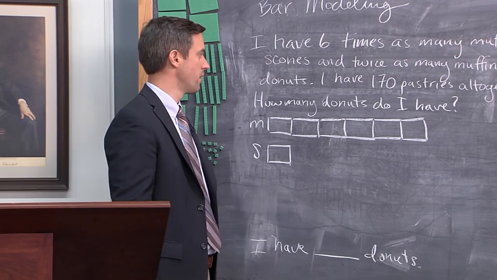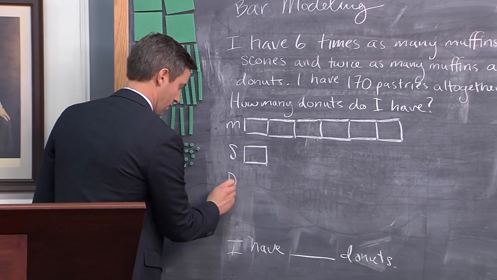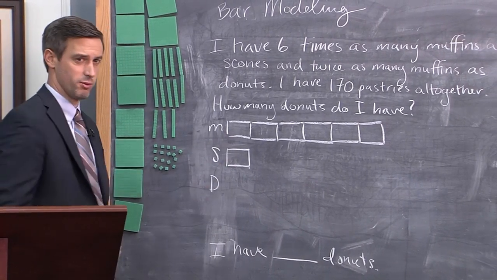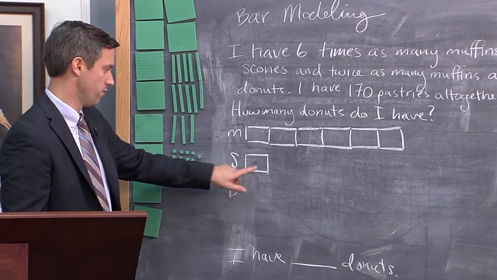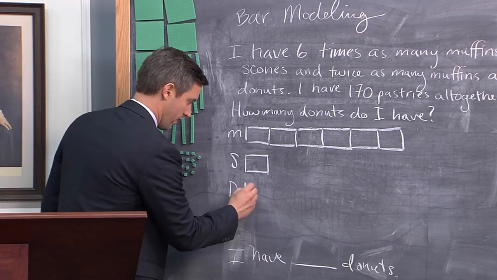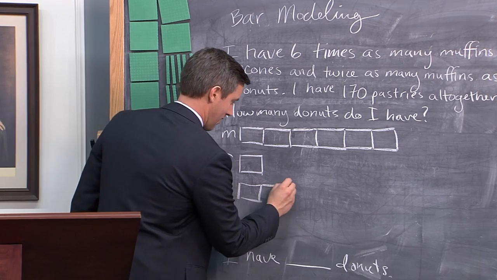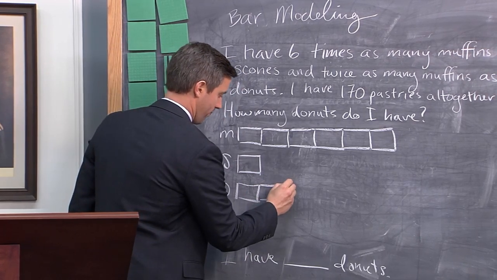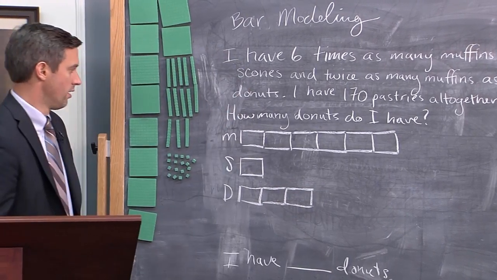And twice as many muffins as donuts. So I have donuts, and my muffins are twice as many as my donuts, which means I'm going to have how many of these units? I'm going to have 3 of them. If muffins is twice as many, then donuts is half as many of the muffins. So I will have 3 of these units.